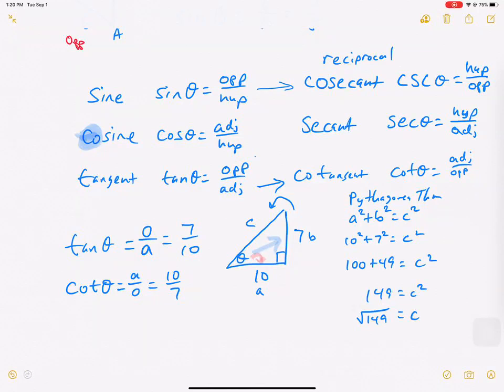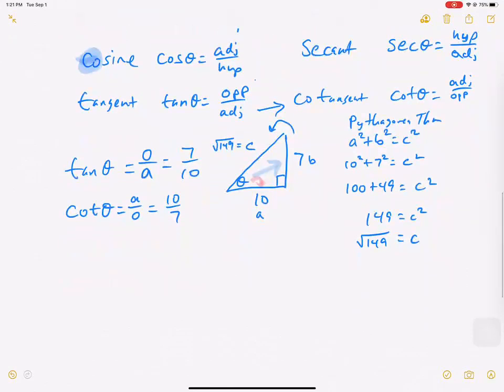Now, I can't think of any numbers I can divide 149 by. It seems like it probably is a prime number for us. So the square root of 149 is the value of c. Sometimes we have to use our theorems to find that missing side, and in this case, that's what we're going to do.